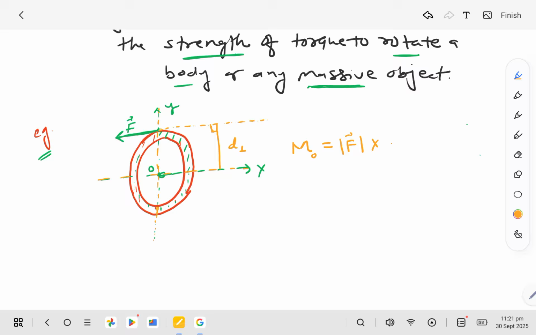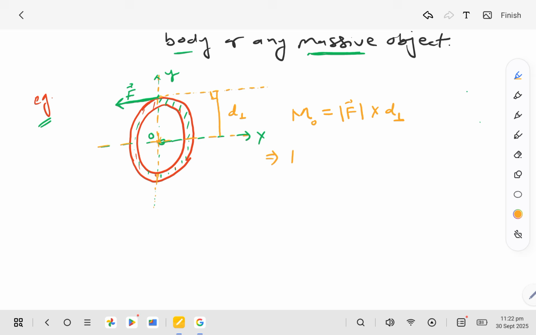multiplied by the perpendicular distance from point O, or the line passing through this point O, to the line of action of this force. Okay, so we can write in simplified form, the moment about point O is the magnitude of the force F times D, where D is the perpendicular distance from the force to point O.